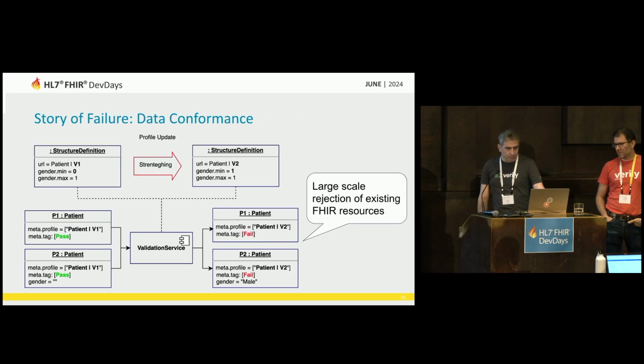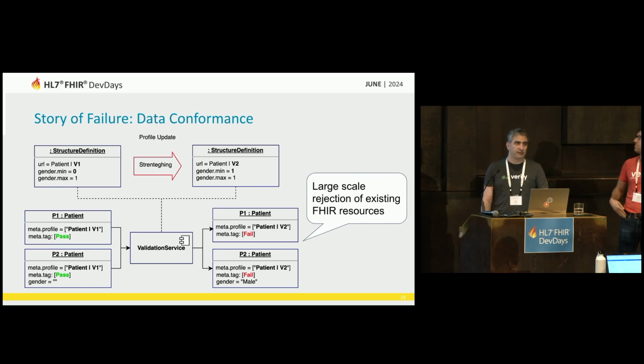All right. About data conformance, I have an example here. We can see that we have two patient profiles, V1 and V2, and we strengthen the constraint on the gender from optional to required. The data conformance is shown here in this example.